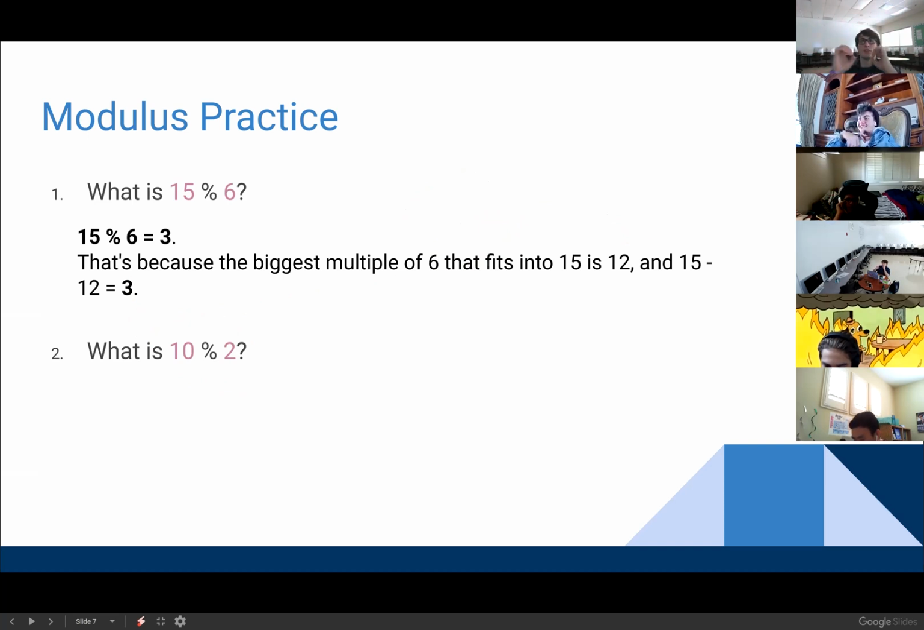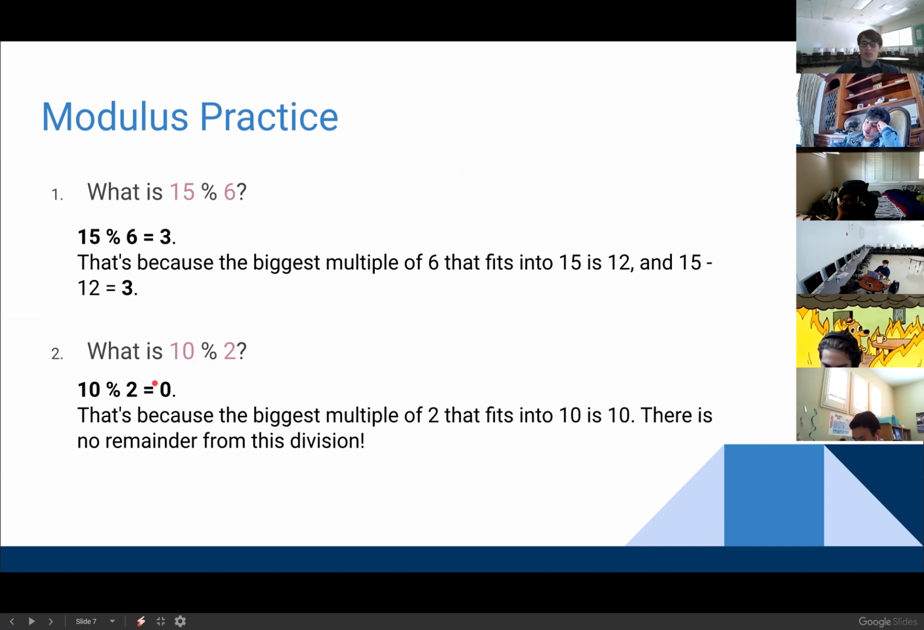Zero? That is correct. There is no remainder when I divide 10 by 2, because 10 is an even multiple of that number. So the biggest multiple of 2 that fits into 10 is 10 exactly. So there's no remainder. Our answer is 0.